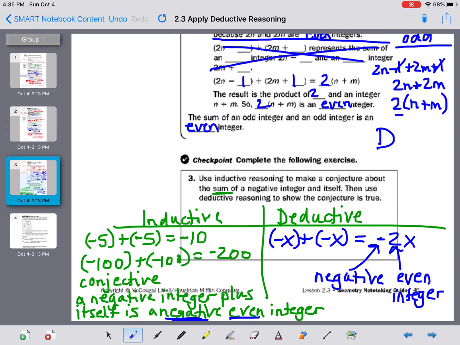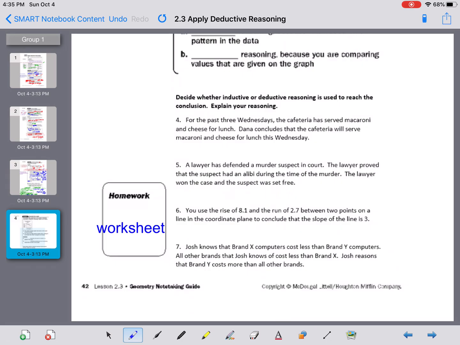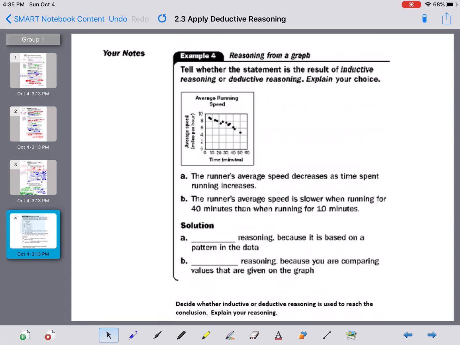All right, back page. And this is just going to walk us through some inductives and deductives to know the difference. Okay. So we have a chart here on the back, and it talks about the average running speed of a runner, okay? So this is the speed here, and you'll notice my speed goes up as I go up the graph, and this is how long I've been running, the time, as the time increases. And it looks like it's going from 0 to 60 minutes, so about an hour of running. What happens to our speed?